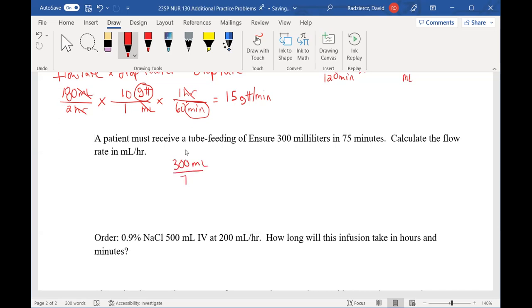divided by 75 minutes. Then I'm going to convert minutes. So I know that there's 60 minutes in 1 hour. Then I just take 60 times 300 divided by 75. And I get 240 milliliters per hour.